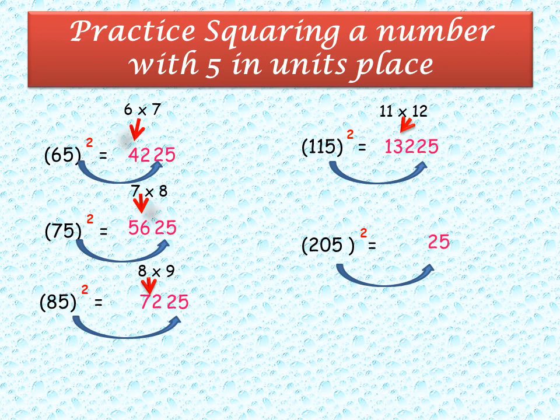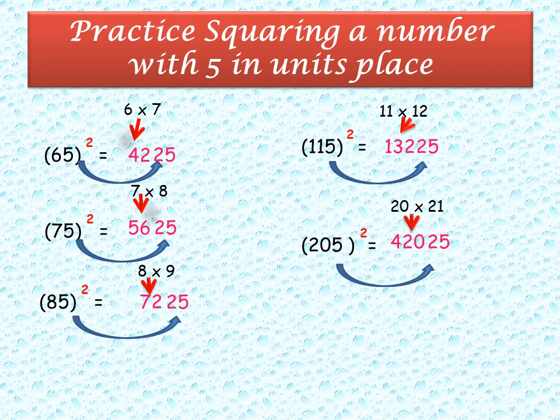Now let us see the answer for 205 square. So 5 square we write as usual as 25, and before it we add the product of 20 into 21, that is n into n plus 1. The product of it is 420. So the answer for 205 square is 42,025. So friends, it is very easy.